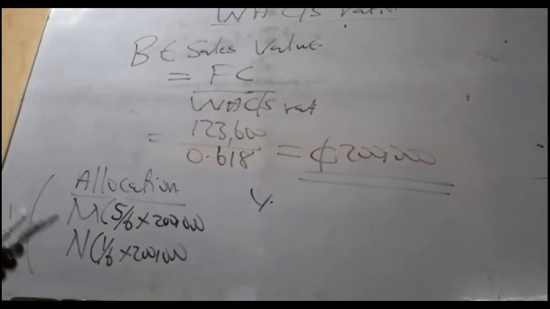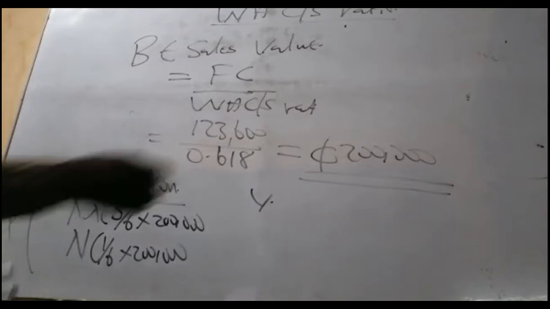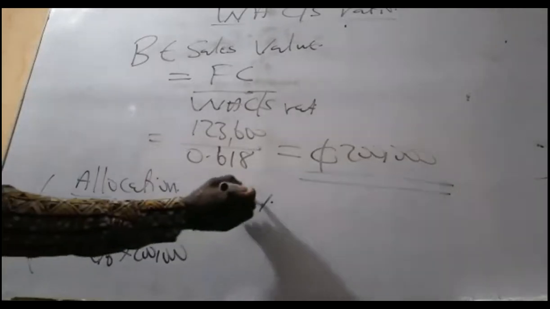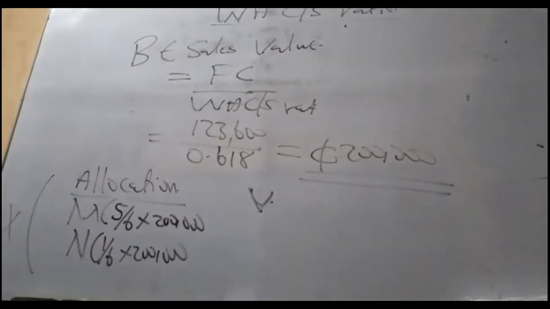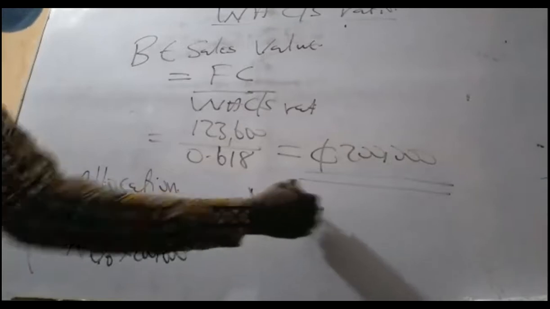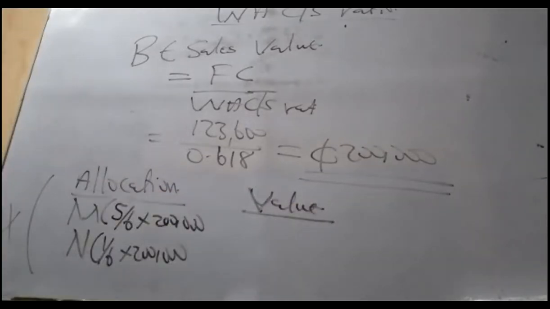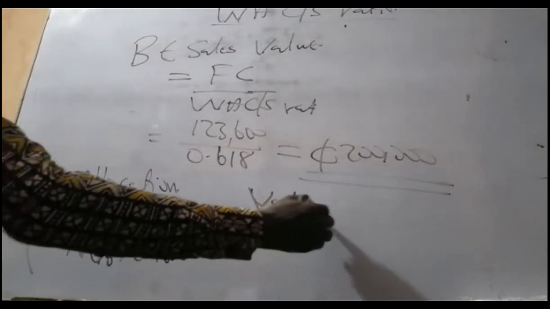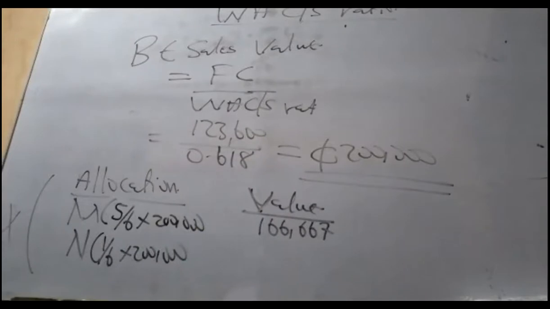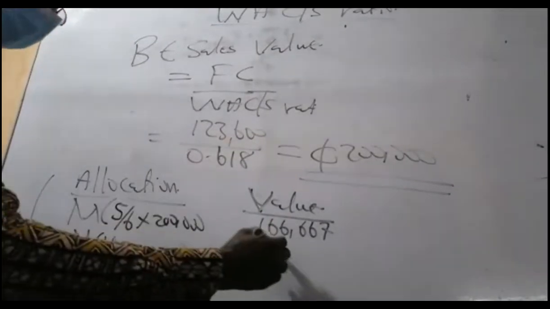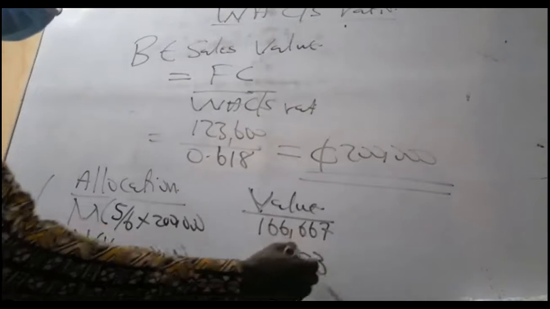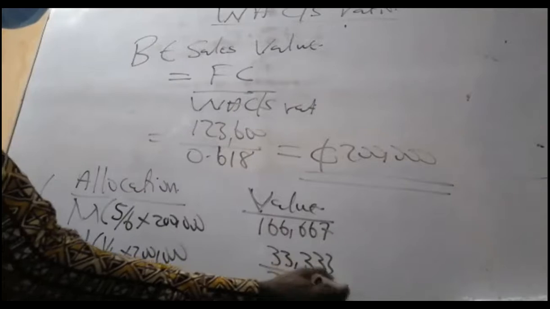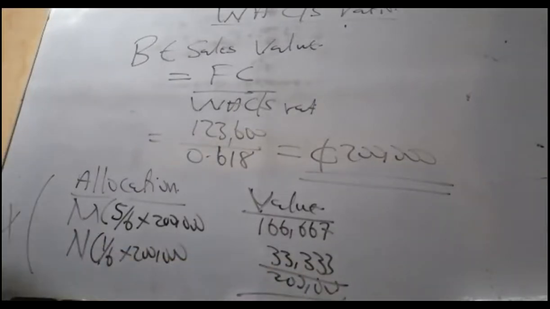With the 200,000, don't share this, because here you are sharing it. Let's find the answer. After the answer, I'll use it to explain. So this is the individual value: 166,667, and 33,333, like this. But the total is to give us what? 200,000.